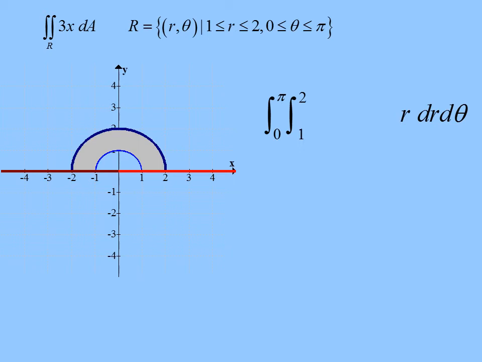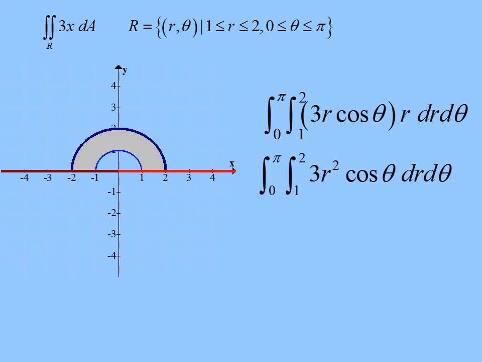However, this is the setup on the integral. We still have to convert the integrand 3x so that it's compatible with polar coordinates. That means converting 3x into polar coordinates. So we replace the x with our r cosine theta, and there's our setup on the integral. Now we'll simplify that.